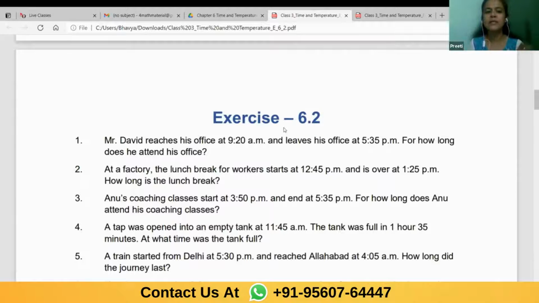Second question says, at a factory, the lunch break for workers starts at 12:45 p.m. and is over at 1:25 p.m. So from 12:45 to 1:25, I just have to check the minutes. Can't I count? It is very simple. From 12:45 to 1 o'clock, 15 minutes, and then 25 minutes. 40 minutes is right. Ma'am, 15 minutes plus 25 minutes is equal to 40 minutes.